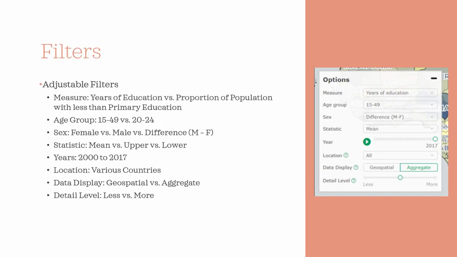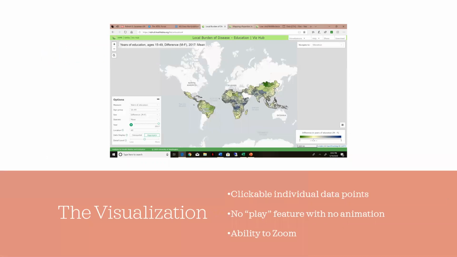So I chose years of education, ages 15 to 49, the difference between males and females, mean years of education in the year 2017, the location being all. I wanted to see the entire map, an aggregate of that, and then a moderate level of detail. So above you can see what my map looks like based off of the filters I chose.